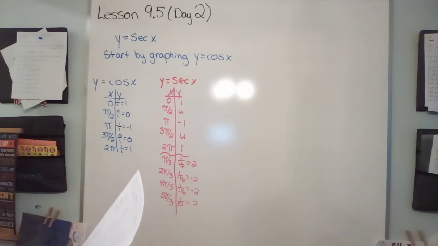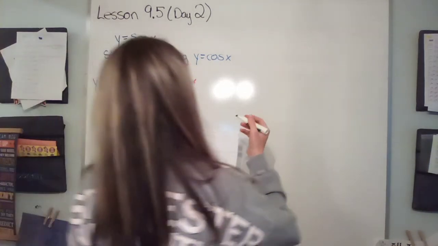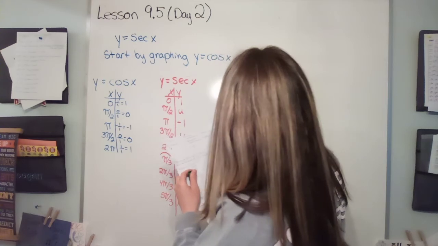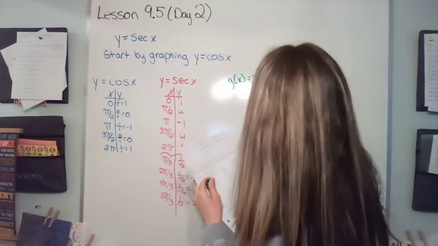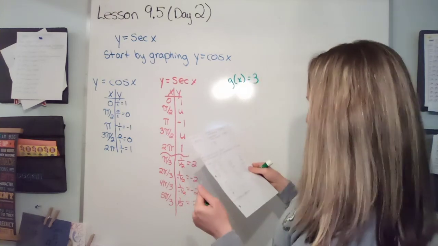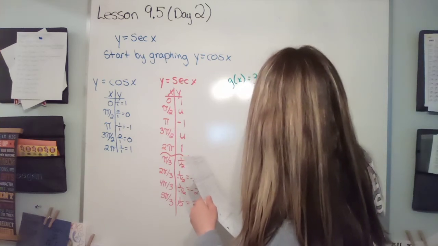So let me make sure I'm doing the right one. I'm going to do this one here. Okay, so we're going to look at g of x equals 3 secant x.